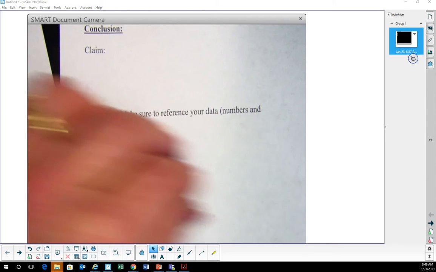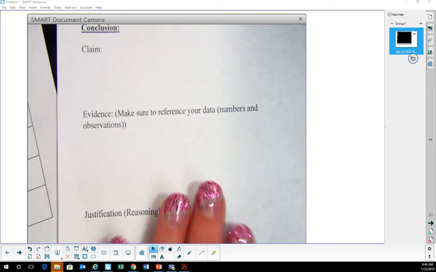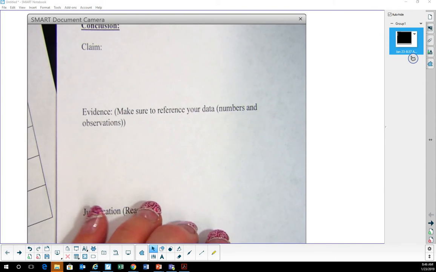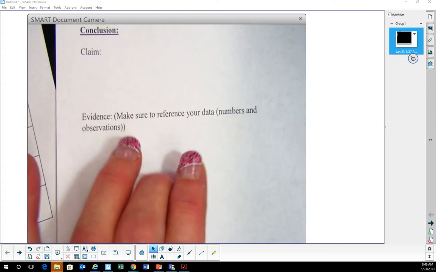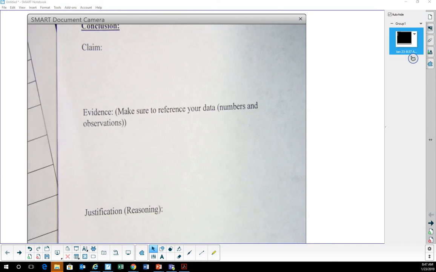Evidence can be anything from lab. It needs to give me data, okay? Give me the numbers. Sort of like that detective movie, you know. The facts, ma'am, just the facts. So evidence is just the facts, what you got from lab. Justification is your reasoning for why these facts support your claim. Okay, and then turn it in, and you're done with this lab.